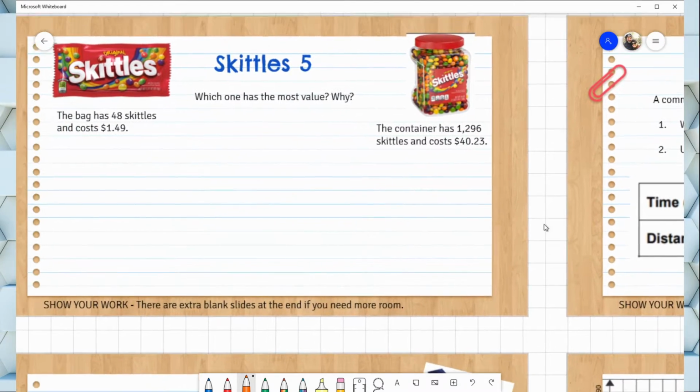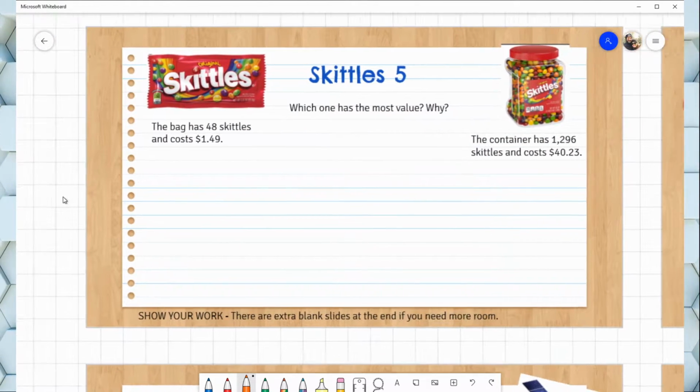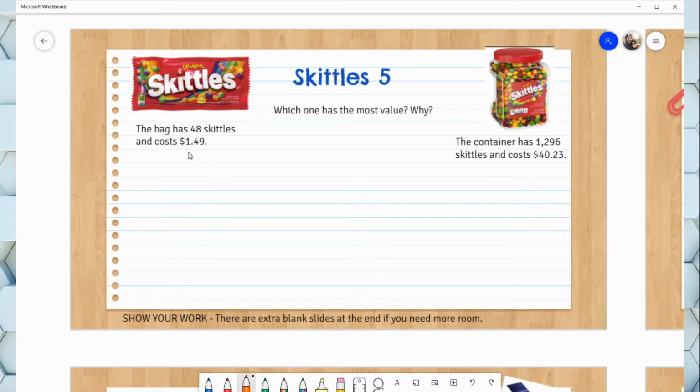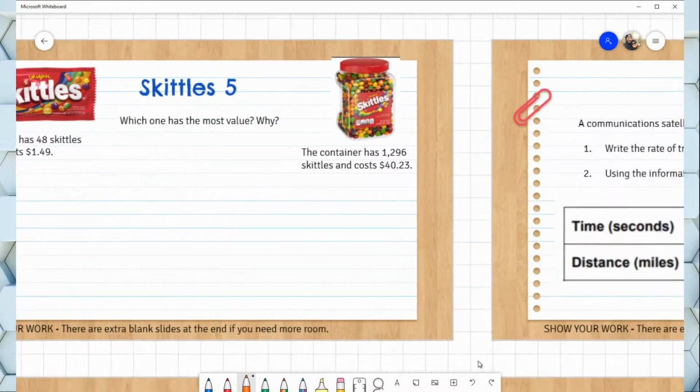Last Skittles slide, you have a bag, 48 Skittles for $1.49, and 1,296 Skittles for $40.23. Which one has the most value and why? You need to prove it. You cannot just pick one. You need to prove it with your ratio and proportion work.